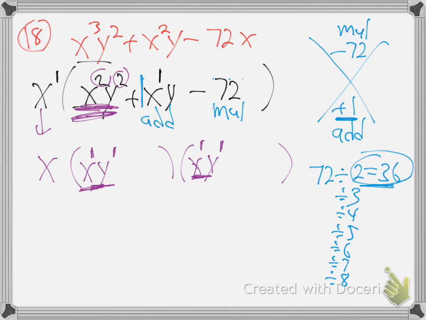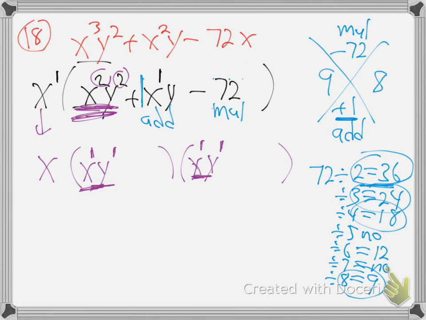So no way. Divide by 3, what's that, 24? Can 3 and 24 make 1? No way. Divide by 4, 18. Can 4 and 18 make 1? No way. 5 doesn't even work. It's a decimal. 6 is 12. Can 6 and 12 make 1? No way. 7 doesn't even work. Divide by 8, 8 and 9. Remember times tables? 9 times 8, 72. So there it is, 9 and 8.